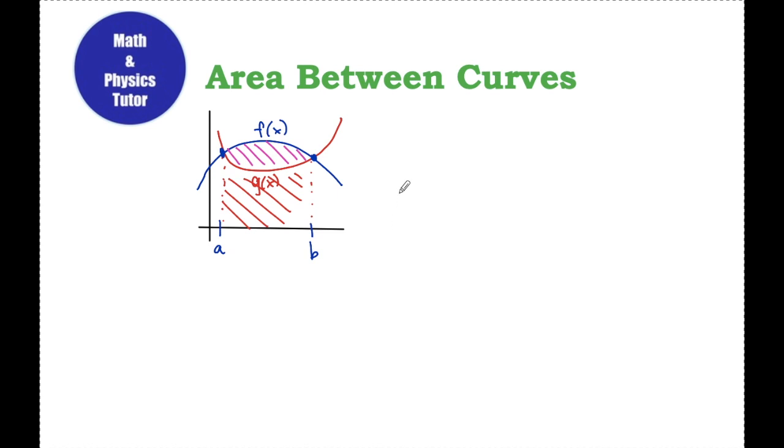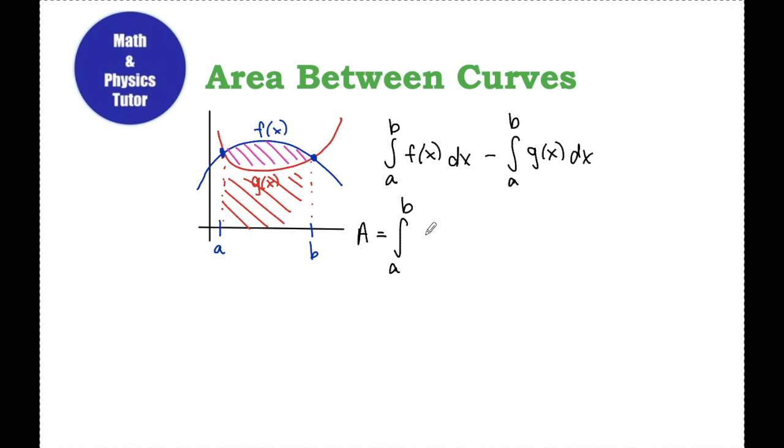If I were to write that with a nice integral expression, it would be the integral from x equals a to x equals b of f of x dx minus the integral from a to b of g of x dx. We don't want to have to write two integrals every time, and we definitely don't want to have to write this much. So we combine it. We can just say the area that we are looking for is the integral from a to b of f of x minus g of x.